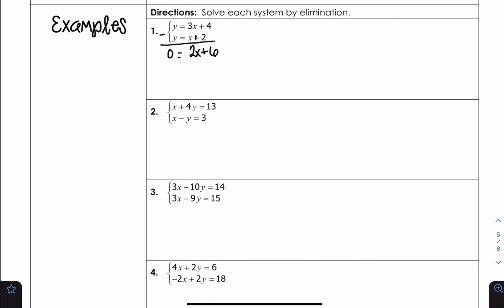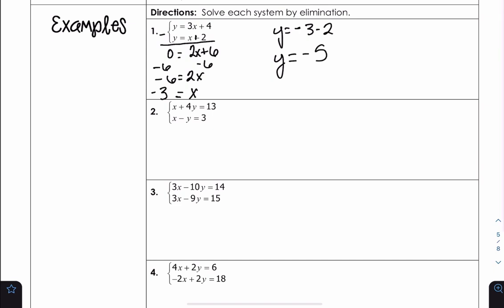So now we will try to isolate our variable by subtracting 6 from both sides, and we will end up with negative 6 equals 2x, meaning that x equals negative 3. Since we now have our x variable, we can plug this back into our original equation and do y equals negative 3 minus 2. Meaning that our y variable is going to be equivalent to negative 5. So our final answer is going to be negative 3, negative 5.